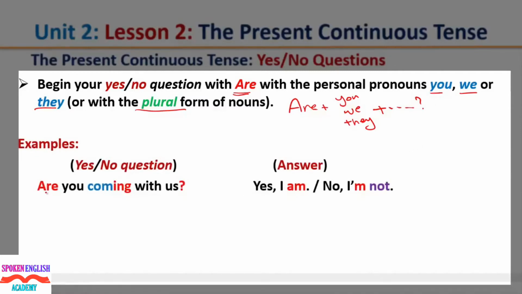Are you coming with us? So here we start with the verb are because the subject is you. Are you coming with us? The answer, yes I am, or no I am not.